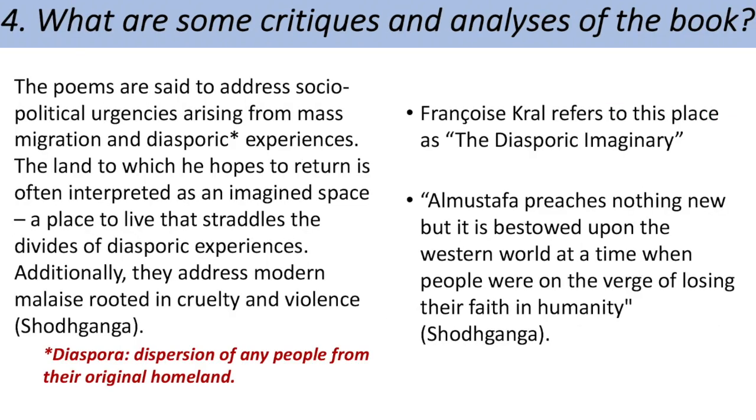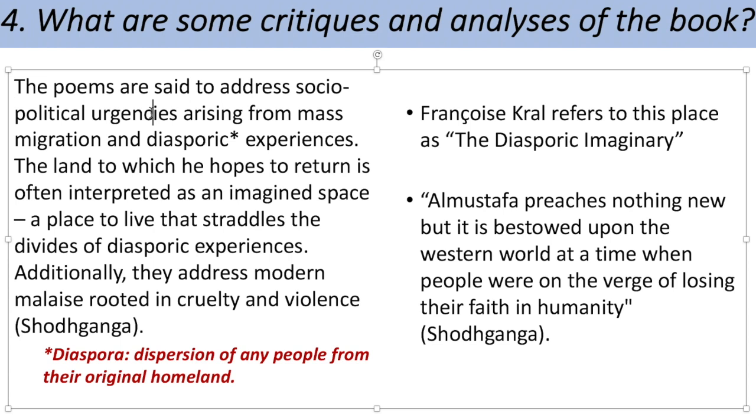What are some critiques and analyses of the book? The poems are said to address socio-political urgencies. A socio-political urgency is something that the people need at that exact time. So think of our own current situation right now in this pandemic. Think of the socio-political urgencies and the types of things that our citizens need right now. These urgencies were arising from mass migration and diasporic experiences.